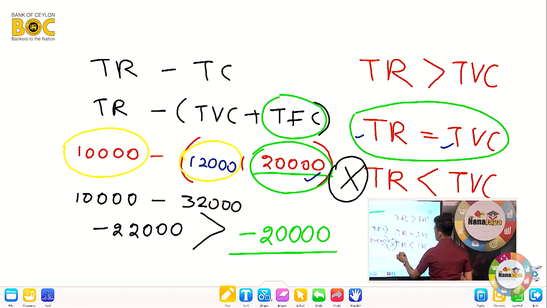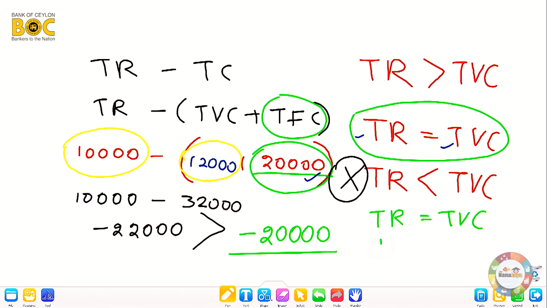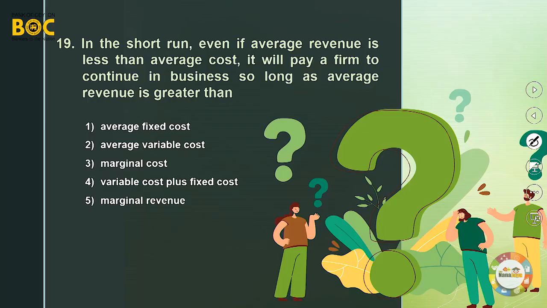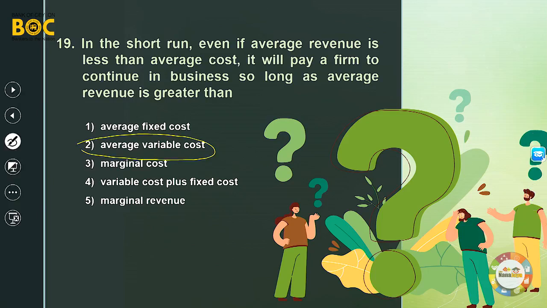Therefore, the shutdown condition of a firm in the perfectly competitive market model is this, that is TR equals TVC. Or in other words, total revenue divided by quantity is price, and total variable cost divided by quantity is average variable cost. So at least the price of the firm should be equal to the average variable cost in order to carry out the production.